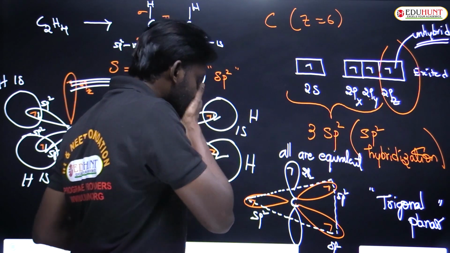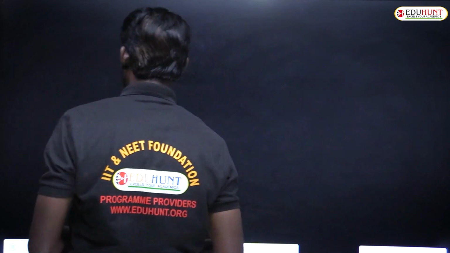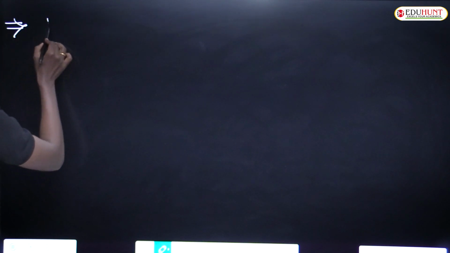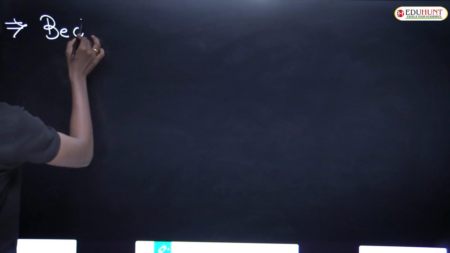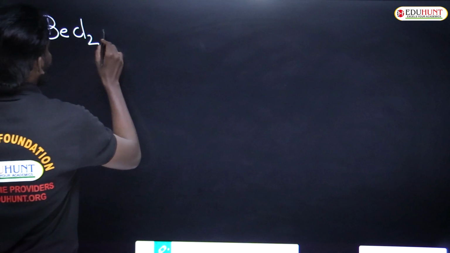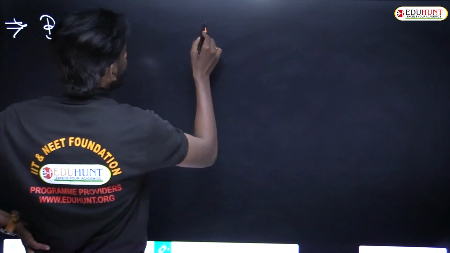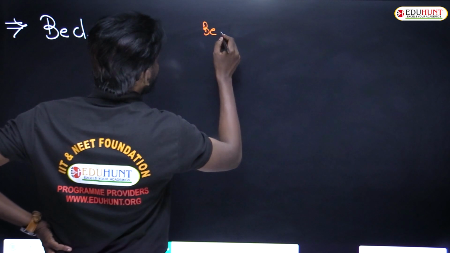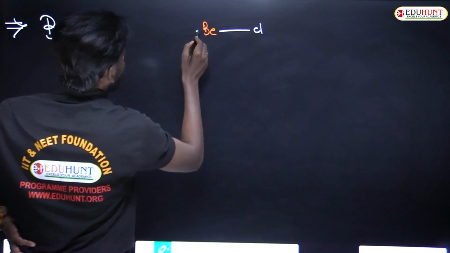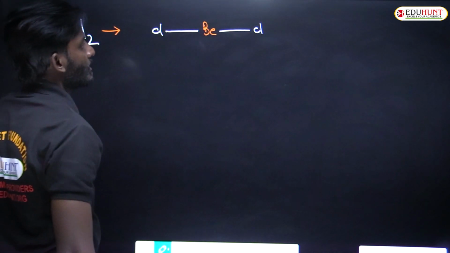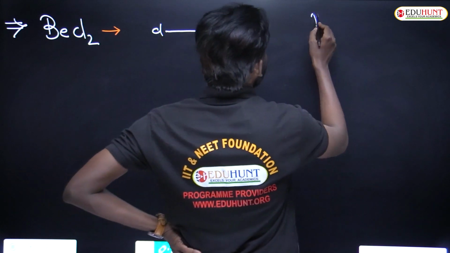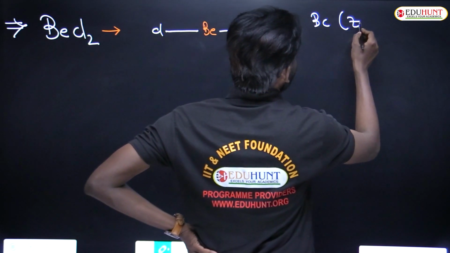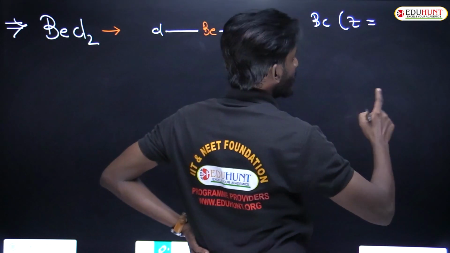Similarly, let's discuss one more example which gives sp hybridization: beryllium chloride, BeCl2. Now try to give the Lewis dot structure to it: Be, one Cl, another Cl. Fine.